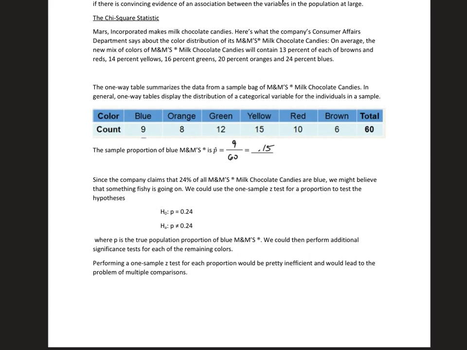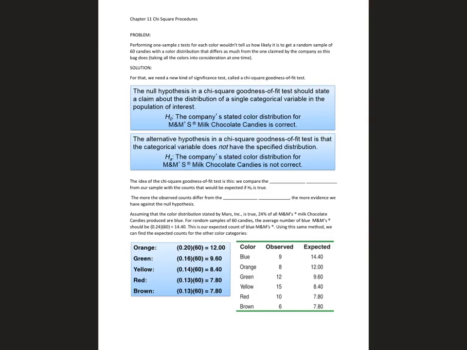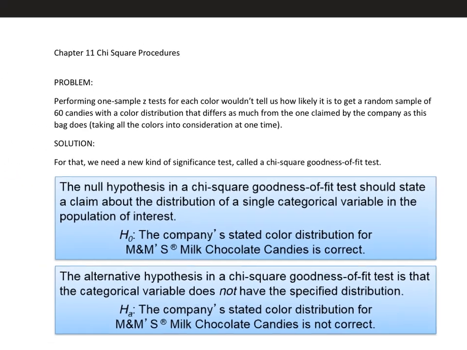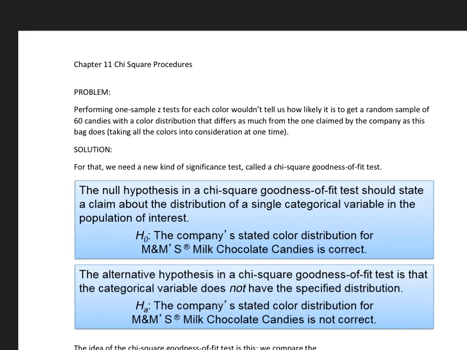Performing a one-sample z-test for each proportion would be pretty inefficient and would lead to the problem of multiple comparisons. Performing a one-sample z-test for each color wouldn't tell us how likely it is to get a random sample of 60 candies with a distribution that differs as much from the one claimed by the company as this bag does. So the solution is we need a new kind of significance test, and that's called a chi-squared goodness of fit test.